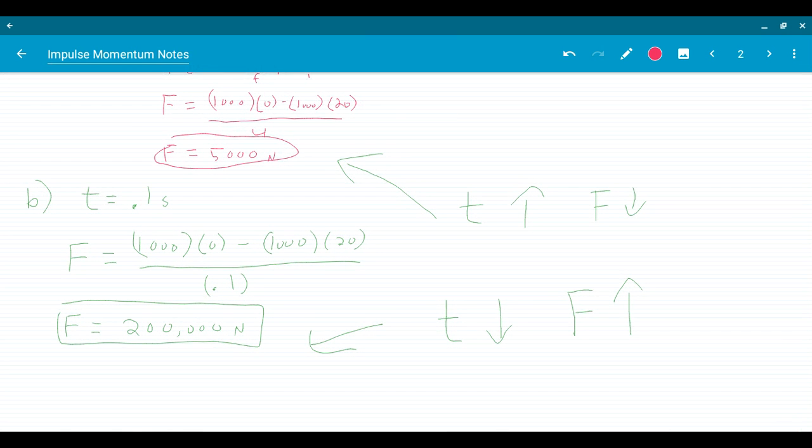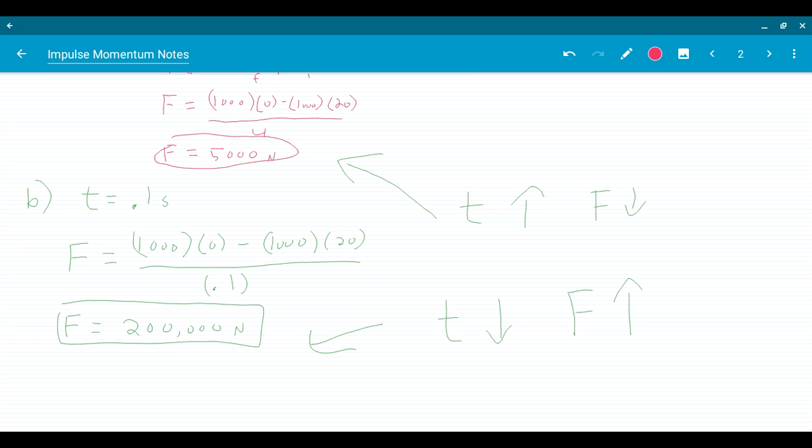And this shows the same exact idea as somebody jumping and bending their knees as opposed to not bending their knees. So we see that in part A, the time was much higher, therefore the stopping force was lower. In part B, the time was much, much lower and created a really high stopping force. You wouldn't want to be inside that truck if it took 200,000 newtons to stop it.